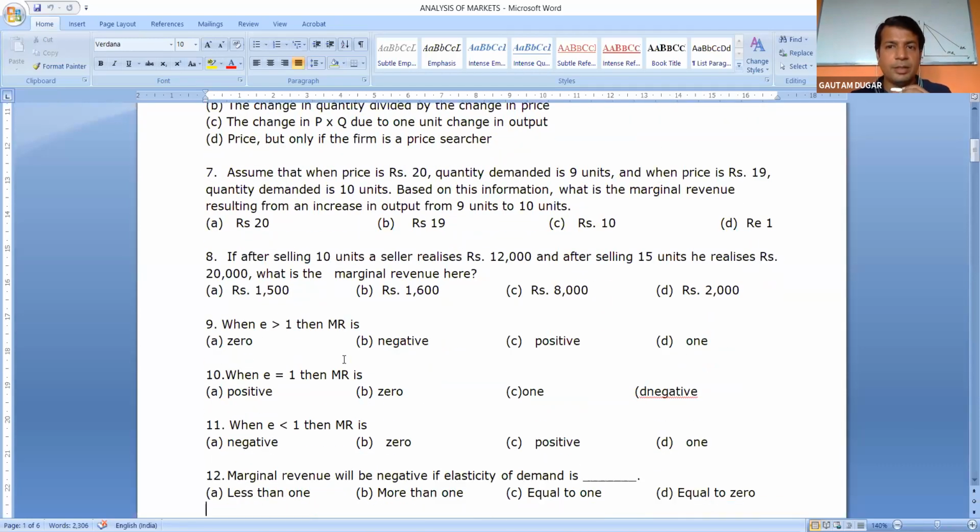Number 7. It's a numerical. Price is 20, quantity 9. P into Q, total revenue, how much is it? 180. Price is 19, quantity 10. How much? 190. So earlier the total revenue was 180. Now the total revenue is 190. 9 units to 10 units. So for 1 additional unit, extra revenue, how much did you earn? 10 rupees. 180, and now 190. So for number 7, the answer is C, 10 rupees.